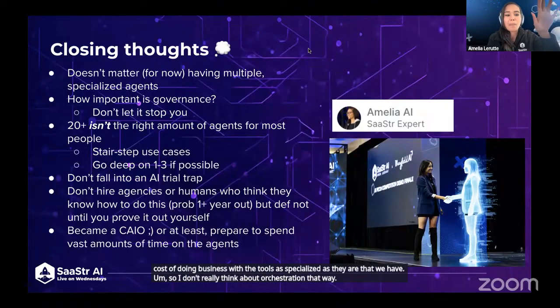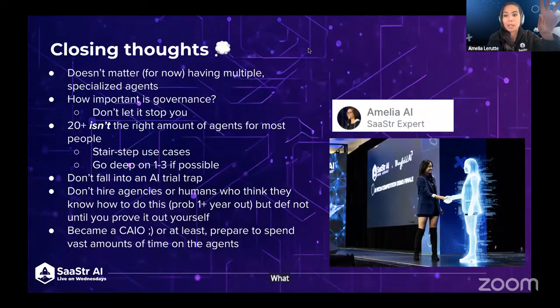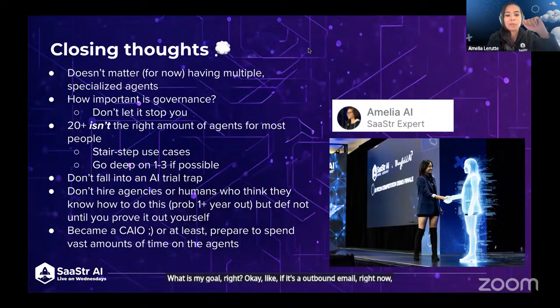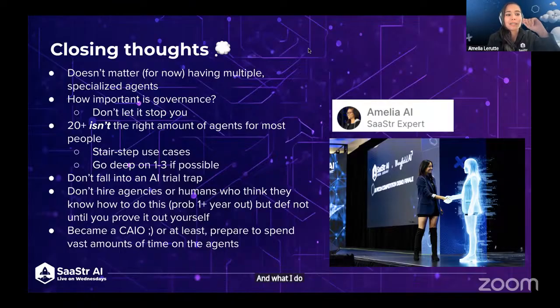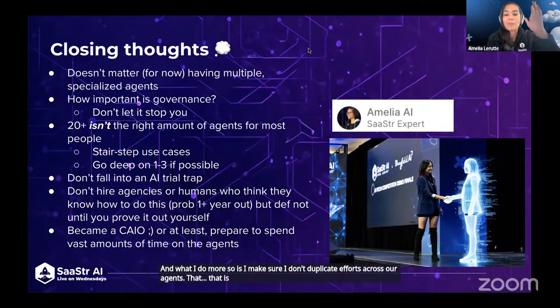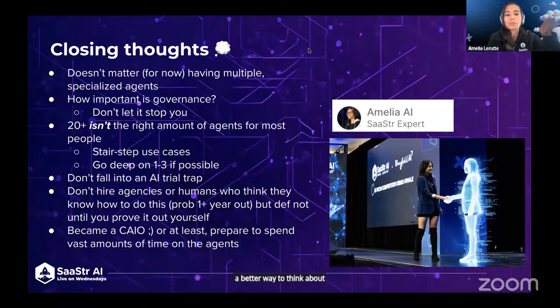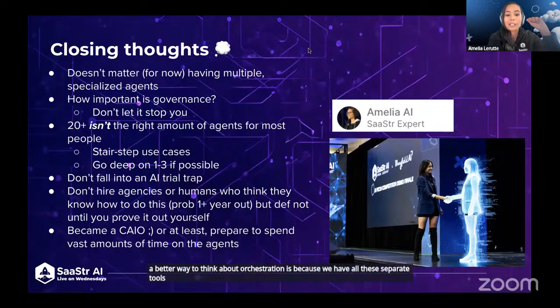I more so map out what my goal is. If it's an outbound email right now, my default would be, okay, I'm going to put it into Artisan, but what am I going to do with that? So I guess I would do more mapping than orchestration. And what I do more is make sure I don't duplicate efforts across our agents. That is maybe a better way to think about orchestration, because we have all these separate tools. I am very careful of that.